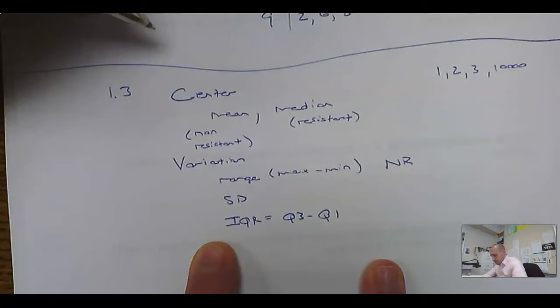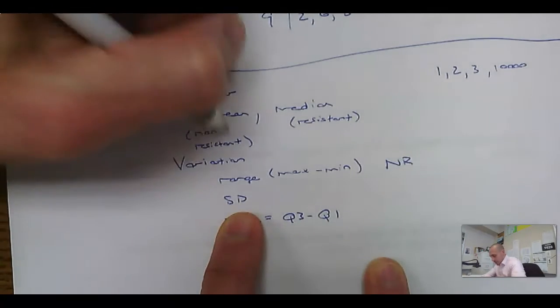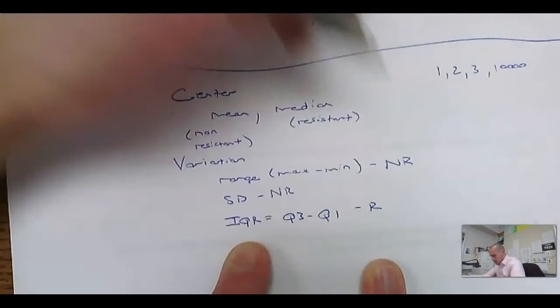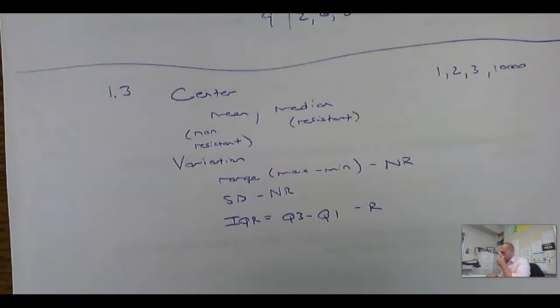The range is not resistant. The standard deviation, because that's the average distance from the mean, includes the mean. This is also not resistant. The IQR is resistant. It's the 75th percentile minus the 25th percentile.